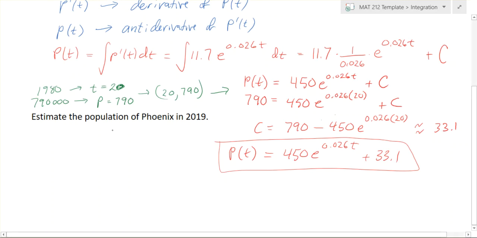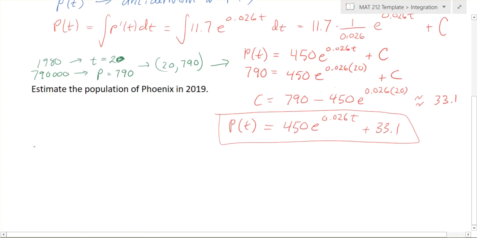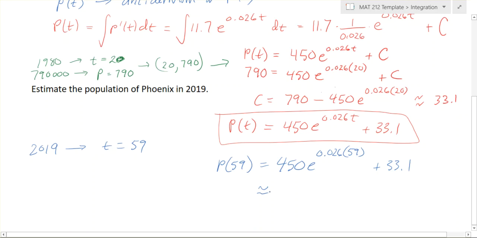I asked you specifically here to find the population in 2019, so we simply need to know what t-value corresponds to 2019. I just worked back from 1960. 2019 would be 59 years later. So I just want to find p of 59, which would be 450 e to the 26,000 times 59 plus 33.1. And if you do that on your calculator, you should get approximately 2,119.6. And again, remember that's in thousands of people.